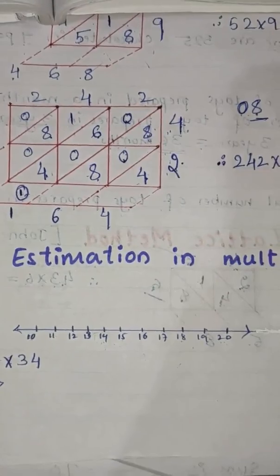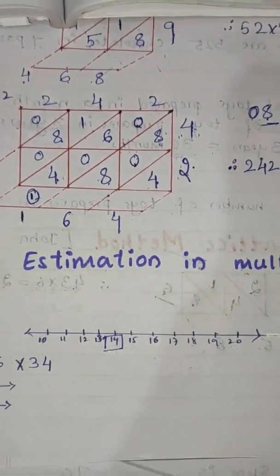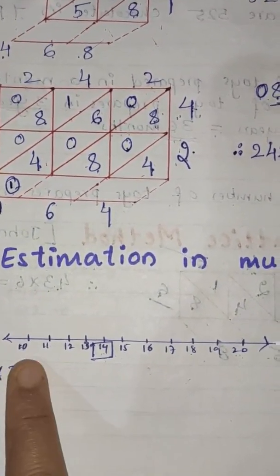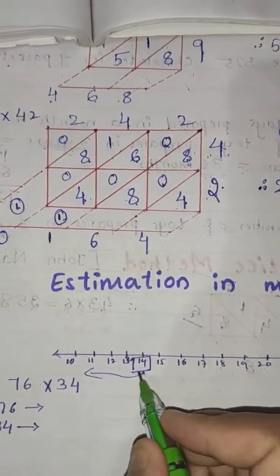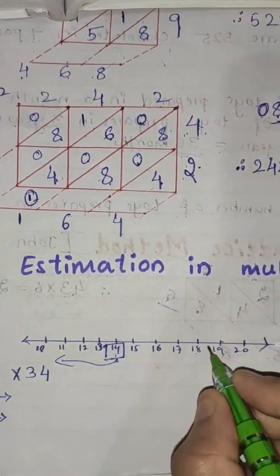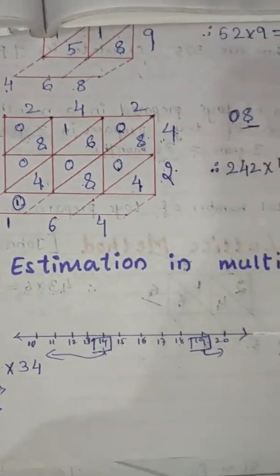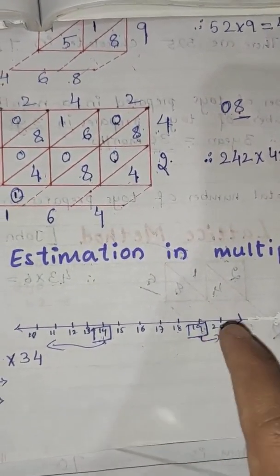Now let's take one basic example. Tell me, what is the estimated value of this 14? Whether it is near to the 10 or to the 20. Yes, this is near to the 10. So the estimated value of 14 is 10. Now tell me, what is the estimated value of this 19? Whether it is near to the 20 or to the 10. Yes, it is near to the 20. Means the estimated value of 19 is 20.